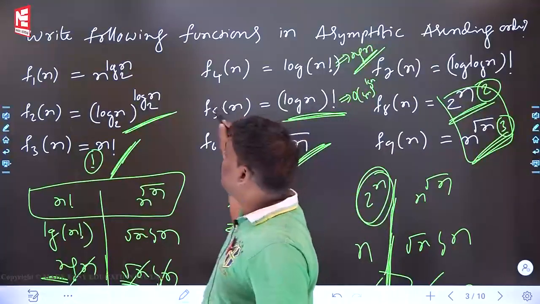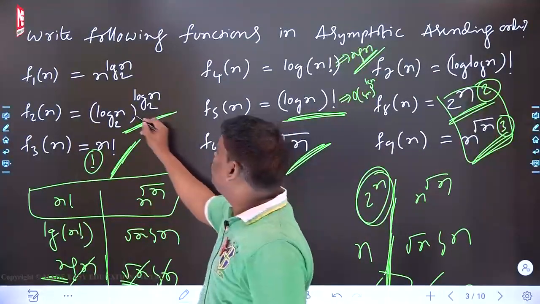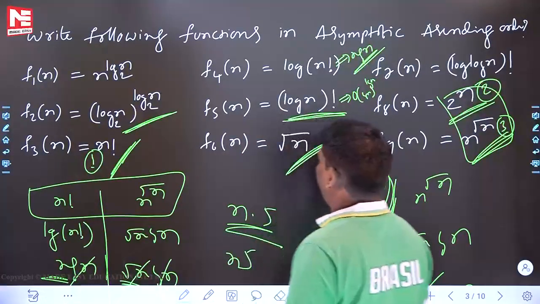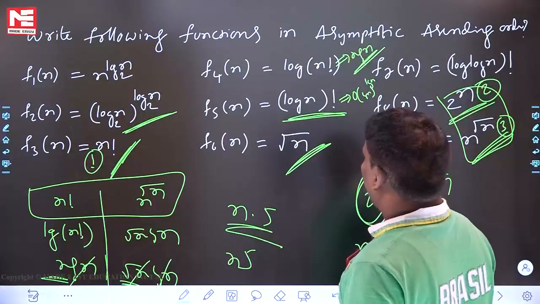So can you help me comparing f5 and f2? Who is bigger? I think f2 is bigger. Afterwards maybe f5. Right? Next one.